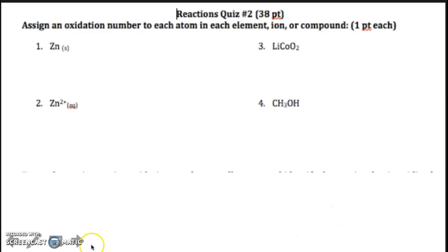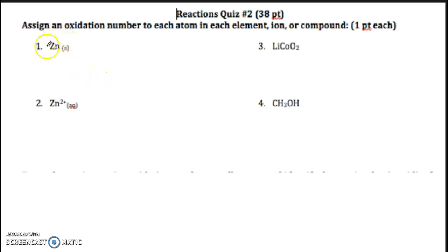Okay, so I wanted to quickly go over the quiz that we just took, or maybe took just a little bit ago, to make sure that everybody's clear on what the answers are since we don't have time. So this first section was just assigning the oxidation numbers.